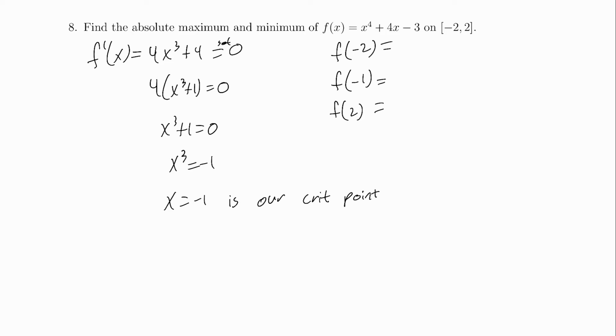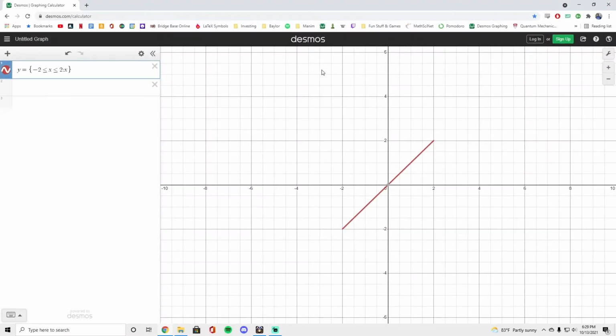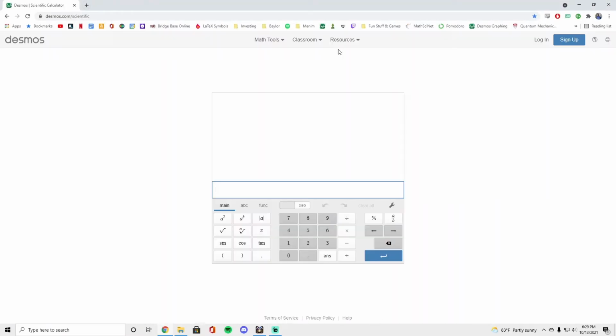And this is a job for a calculator. Good thing I have the internet. All right. So our given function is f of x equals x to the 4th plus 4x minus 3. We want to find f of minus 2, f of minus 1, and f of 2. So clearly, the biggest output of all of these is positive 21.